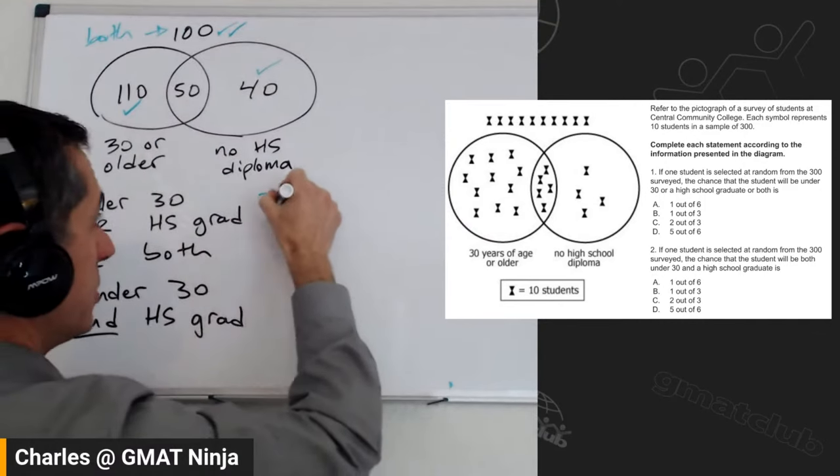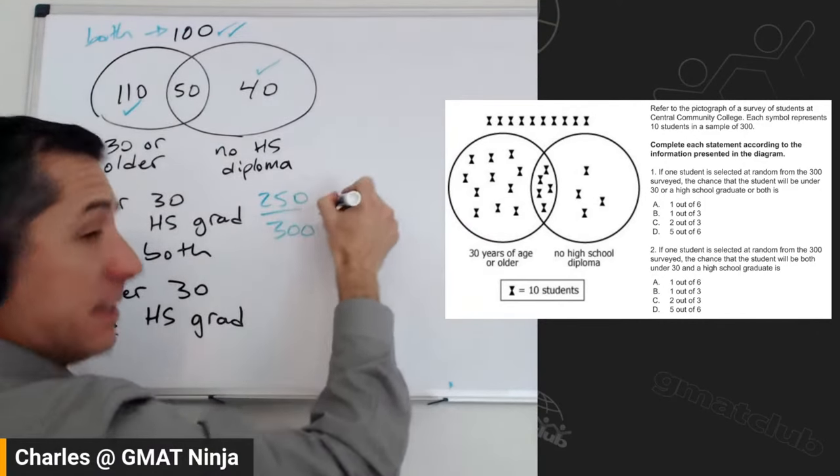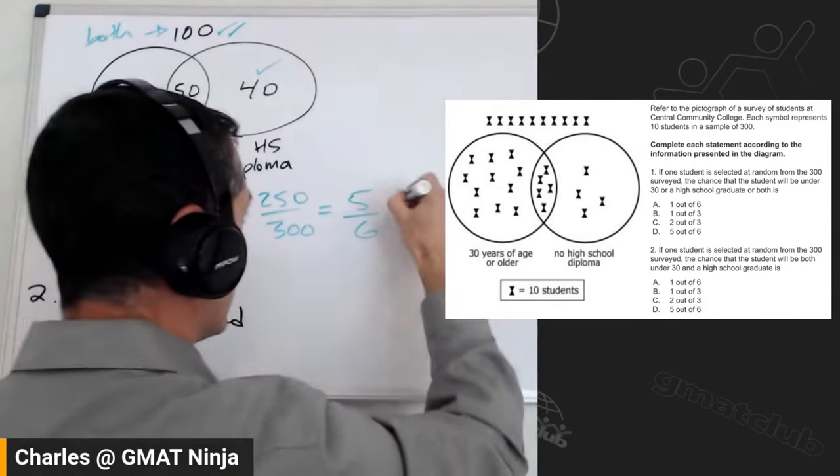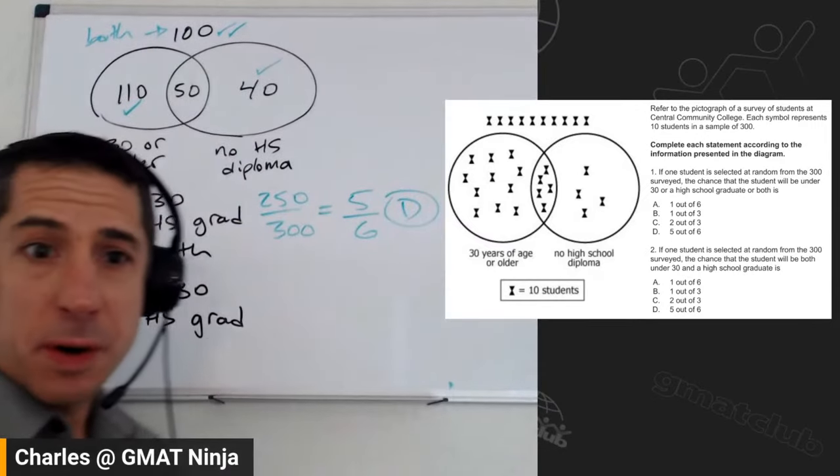So this is 250 out of 300. Simplify that, you get 5/6, and that answer is going to be D. Pretty straightforward. But again, what's this all about?